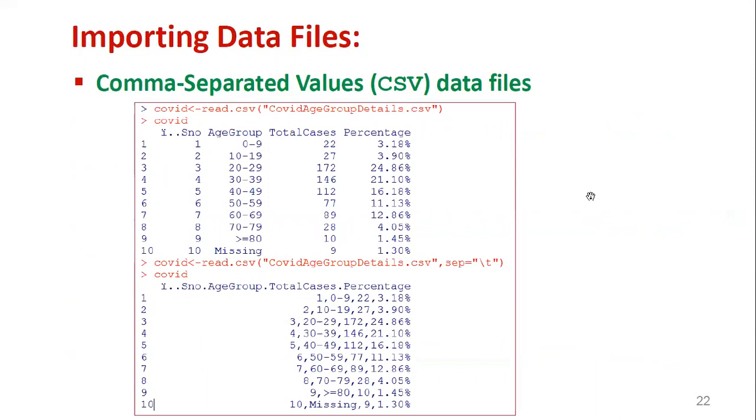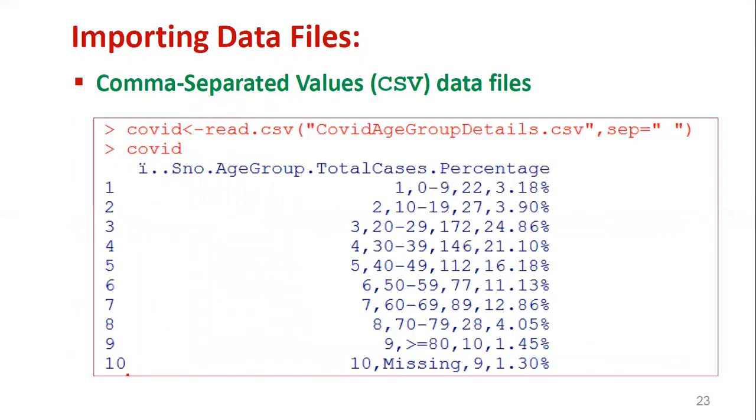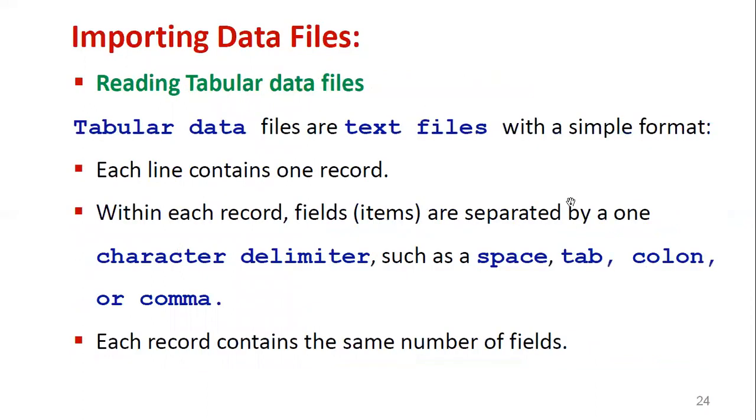Here you can see the outputs of what we demonstrated with the tab delimited and the space delimited data. That is about importing of CSV data files and working on CSV data files for various operations. Now finally we will see reading a tabular data file, which is called a text file.